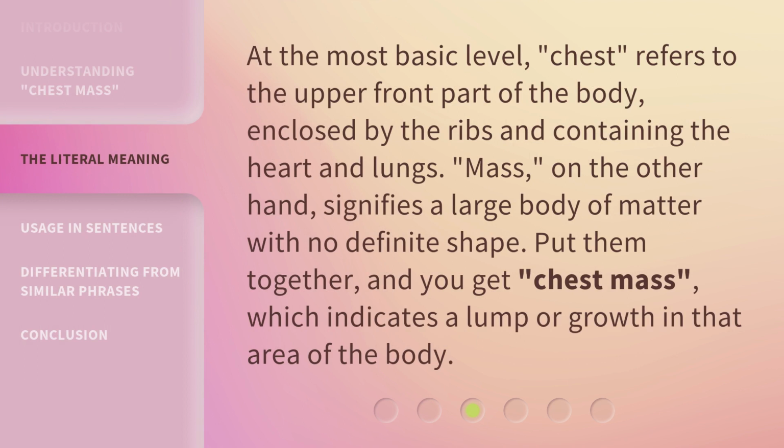At the most basic level, chest refers to the upper front part of the body, enclosed by the ribs and containing the heart and lungs. Mass, on the other hand, signifies a large body of matter with no definite shape. Put them together, and you get chest mass, which indicates a lump or growth in that area of the body.